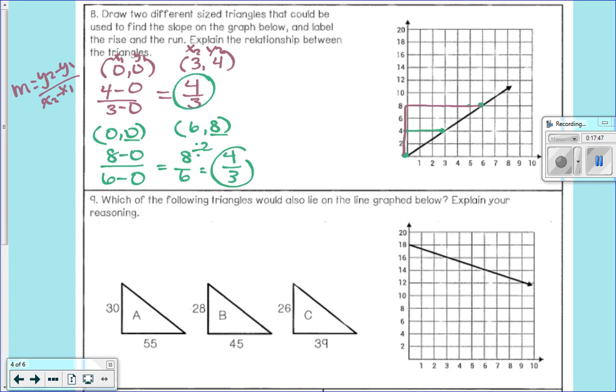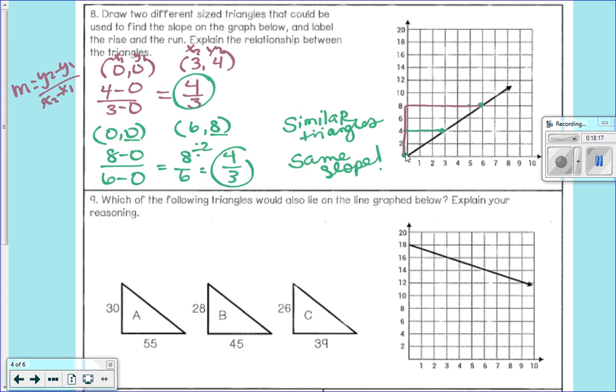Okay, explain the relationship between the triangles. They are what? They're similar triangles, right? So this goes back to similar figures. So when we're looking at similar figures and triangles, they're going to have what? Same slope. Isn't that cool? All right. Clarify anything? All right, number 9.